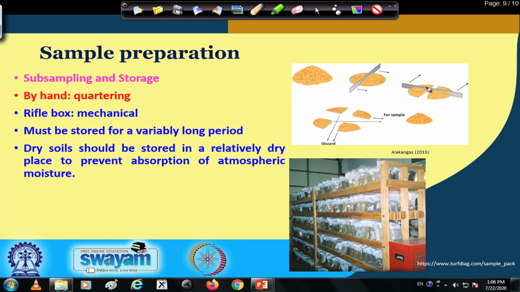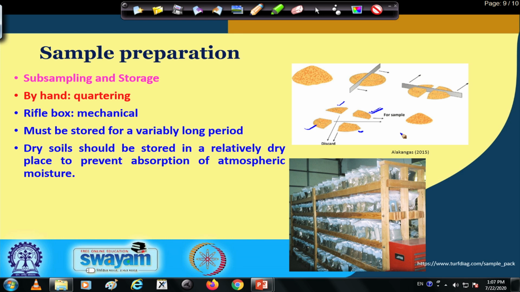So, the opposite quadrants are basically discarded, as you can see here. By discarding the opposite quadrants, you keep the remaining 2 quadrants and then mix them together. By using this method, you can reduce the sample size for efficient storing.